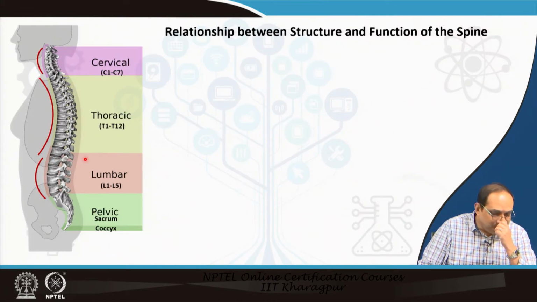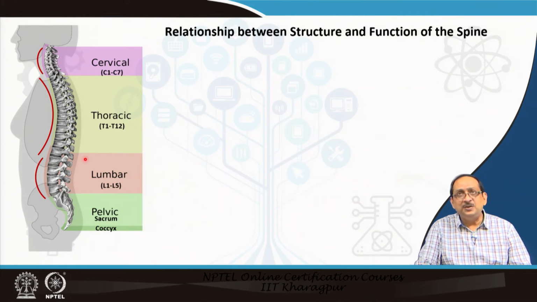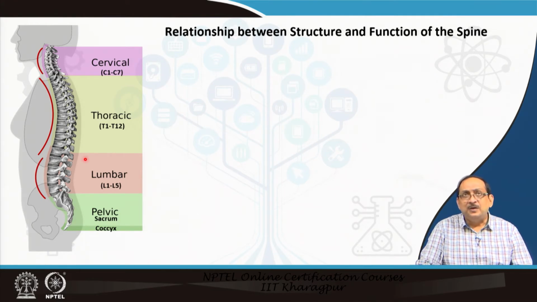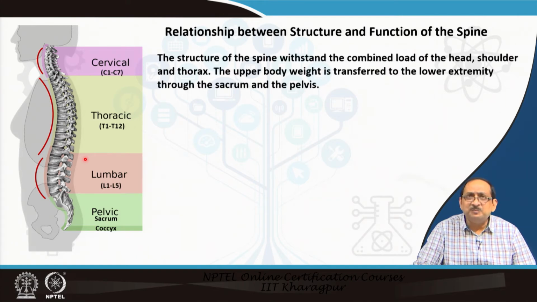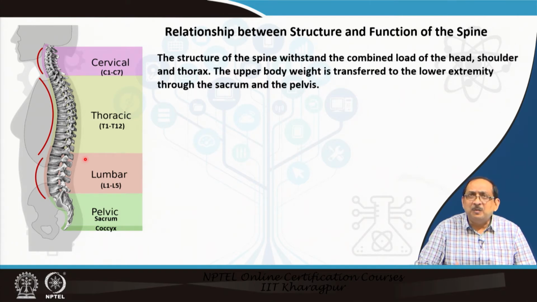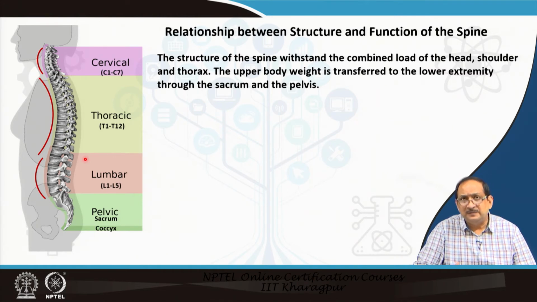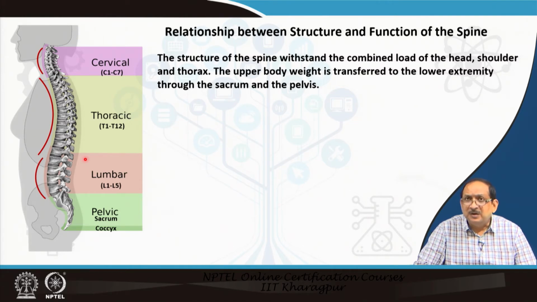Let us come to the relationship between the structure and function of the spine. The structure of the spine can withstand the combined load of the head, shoulder and thorax, that is the upper part of the body. So, the weight of the upper part of the body is transferred to the lower extremity through the sacrum and the pelvis.